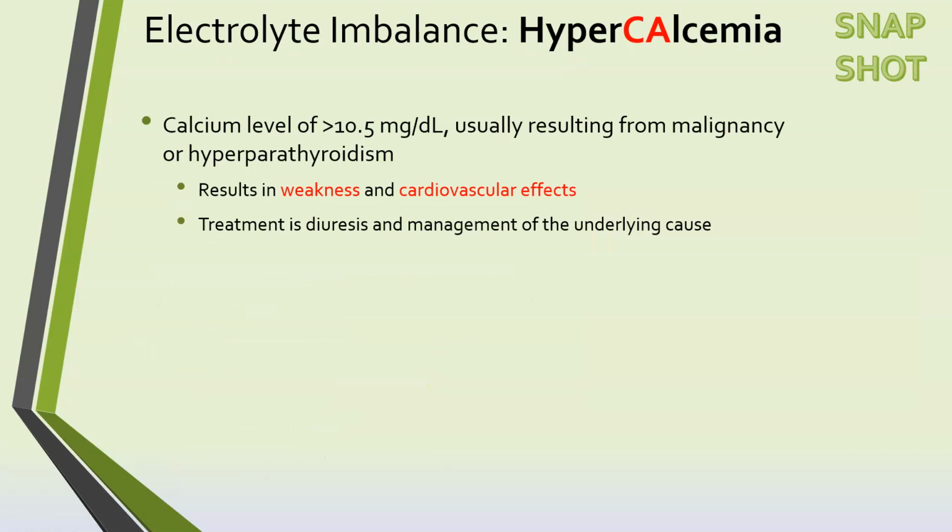When we talk about hypercalcemia, these are going to be levels greater than 10.5, usually resulting from a malignancy or hyperparathyroidism. So again, like I said before, with hypocalcemia, with hypoparathyroidism, hypercalcemia will be synonymous with hyperparathyroidism. It can result in weakness and cardiovascular effects. Treatment is diuresis and management of the underlying cause.